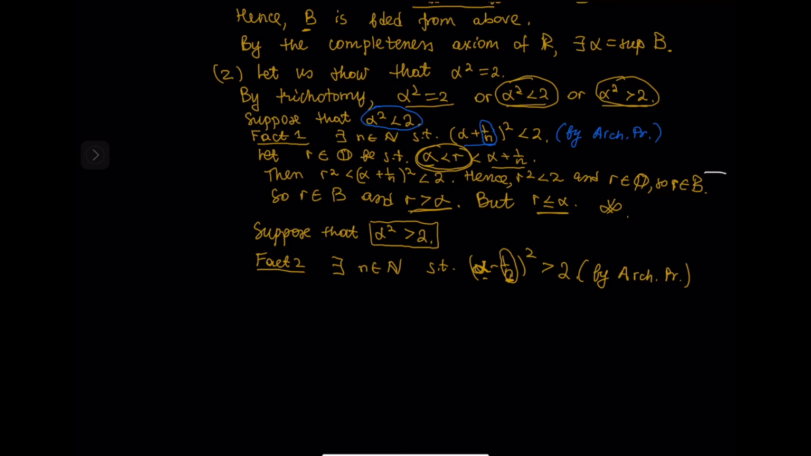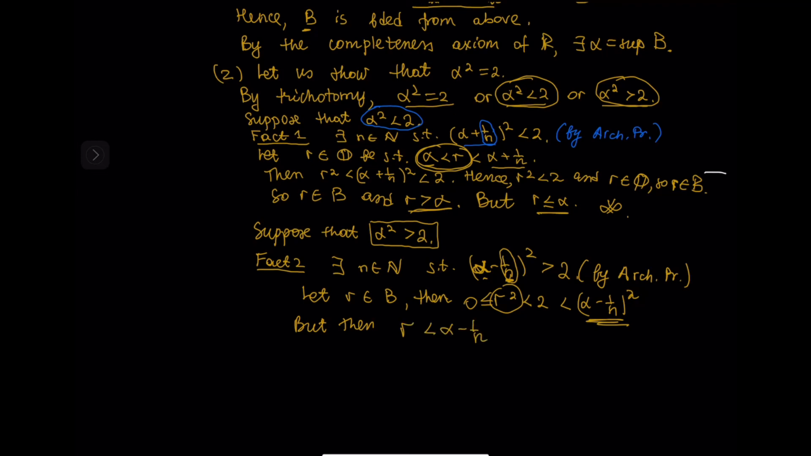So let r be an element of B, then r squared is going to be less than 2. Remember, this is how the set B is defined. But then 2 is less than (alpha minus 1 over n) squared, and alpha minus 1 over n is greater than or equal to 0. So we have that r squared is less than (alpha minus 1 over n) squared. But then r is less than alpha minus 1 over n.